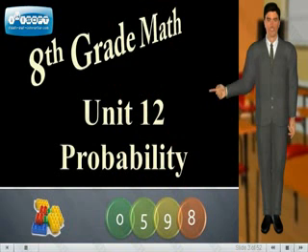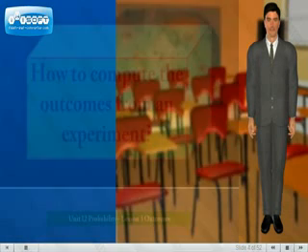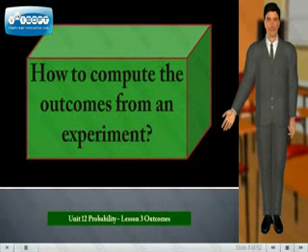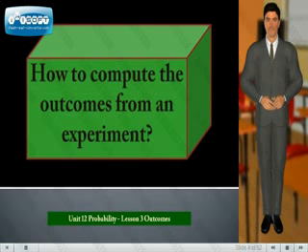This lesson is designed for 8th grade mathematics. This is a continuation of Unit 12, Probability. In this lesson, we will learn how to compute the outcomes from an experiment.